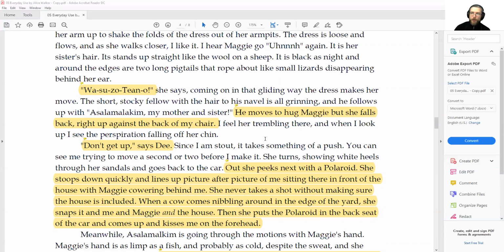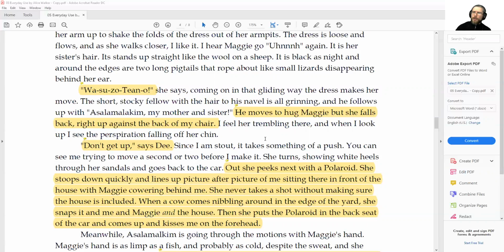So we learn something about both of these characters, Dee and her boyfriend. Although they are proponents of racial justice, they want to see equal rights, they want to achieve equal rights, they don't actually care about individual people. This man sees Maggie, should be able to tell that she's afraid, she's timid, but he ignores that and goes to hug her. The mother then says, I feel her trembling there, and when I look up, I see the perspiration falling from her chin. So the mother can tell that Maggie is unsettled and scared, but her sister and the sister's husband or boyfriend don't care.